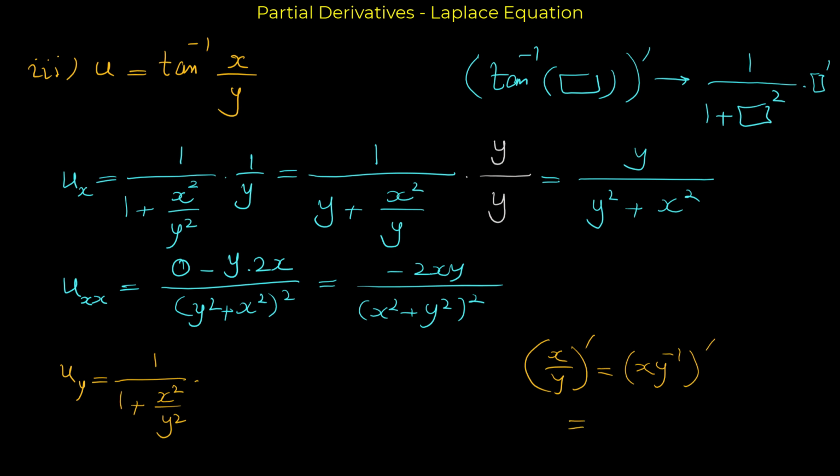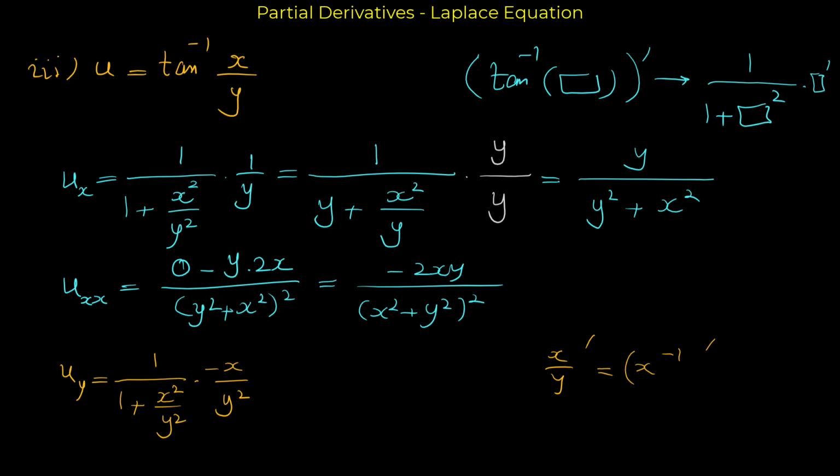Then based on the power rule, we bring the negative down to the front. It would be negative 1 x y to the negative 2, and this is basically negative x over y to the 2. If you use the quotient rule to find this derivative, you are also going to get this answer. So the answer is negative x over y to the 2.